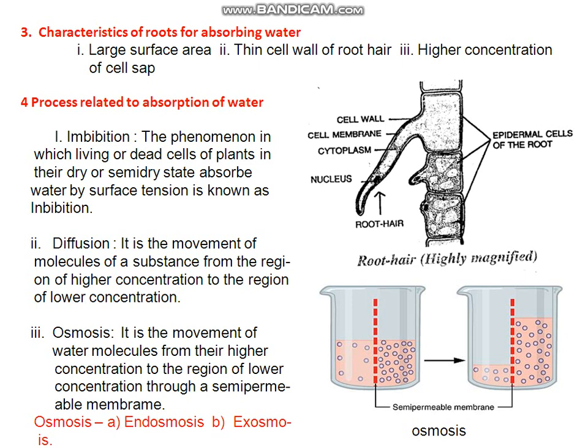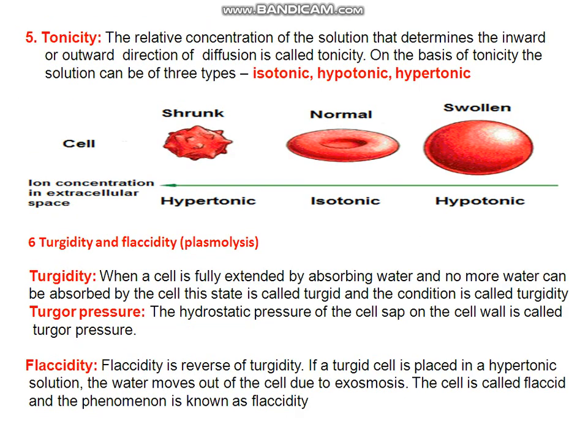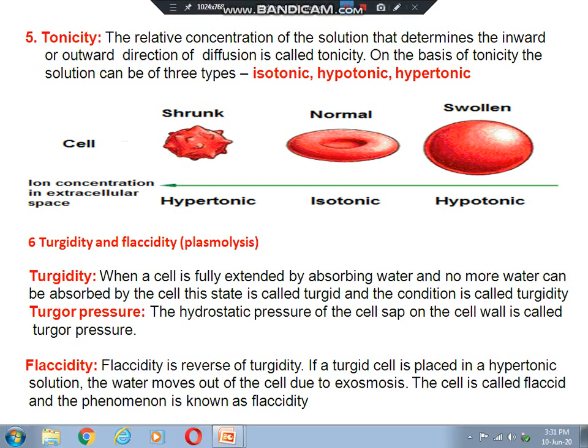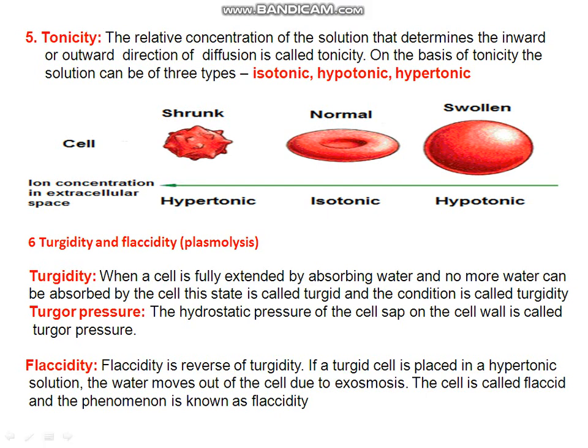Now osmosis is of two types, endosmosis and exosmosis. Endosmosis is the inward movement of solvent molecules, and exosmosis is the outward movement of solvent molecules. That means when solvent molecules move from outside towards the cell, it is endosmosis, and when water molecules move from the cell towards the surrounding soil particles, that is called exosmosis.